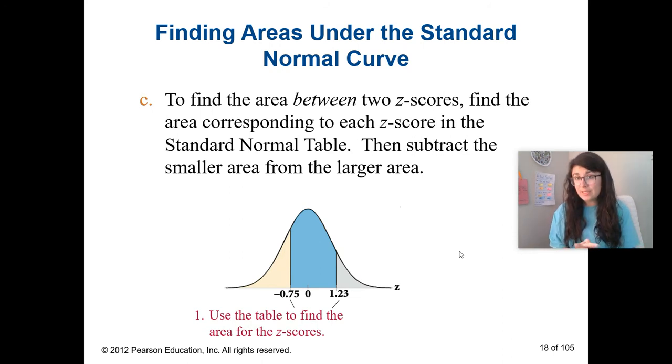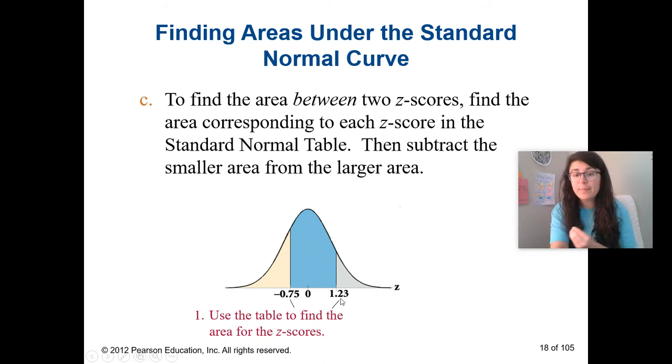Area between two z-scores is a little trickier, okay? So here's our process for this. To find the area between two z-scores, find the area corresponding to each z-score, and again, we're going to subtract. We're going to take away the small area from the large area. So let me see if I can explain this. What they want right here is to know how much data falls between -0.75 and 1.23. They want to know about this blue region.